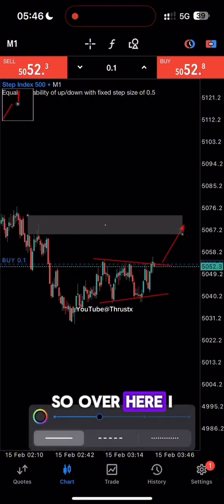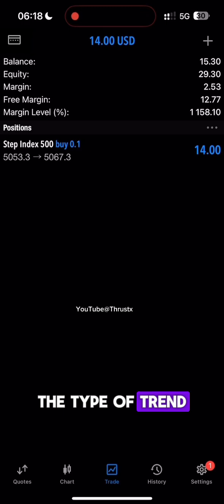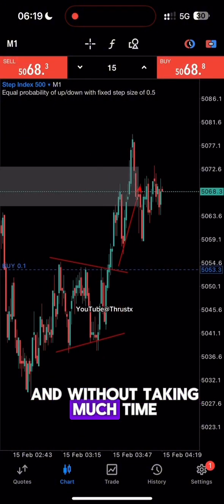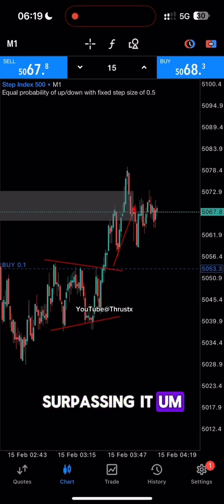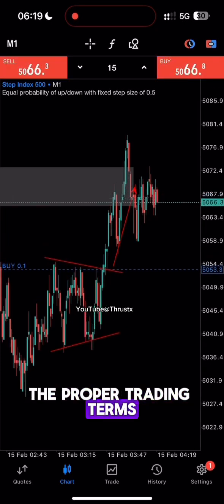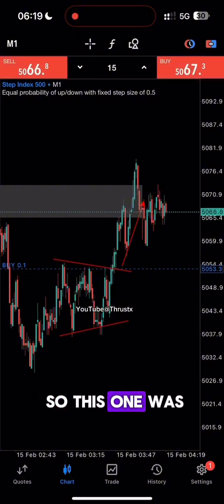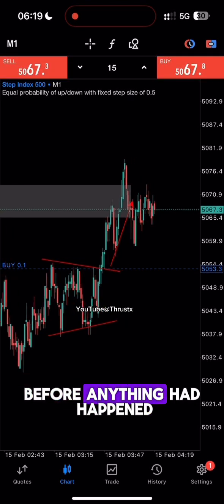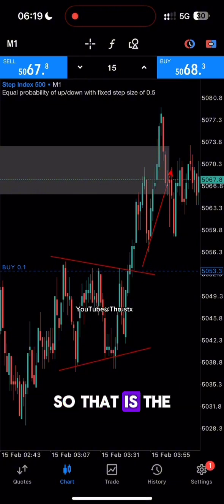So over here, I have identified my trend, I have identified the type of trend it was, and I have placed my suitable trend lines at the bottom and at the top. And without taking much time, it had already crossed the top trend line, surpassing it. The proper trading term we use is that it has broken the top trend line. So this one was a bullish trend. That is what I identified before anything had happened. It was a bullish trend, so it was bound to continue being bullish. So that is the first one.